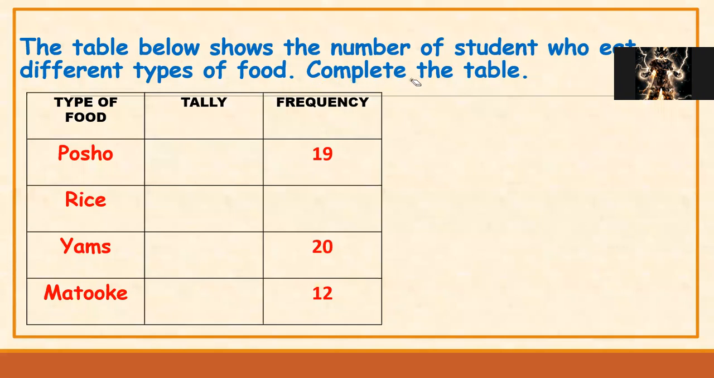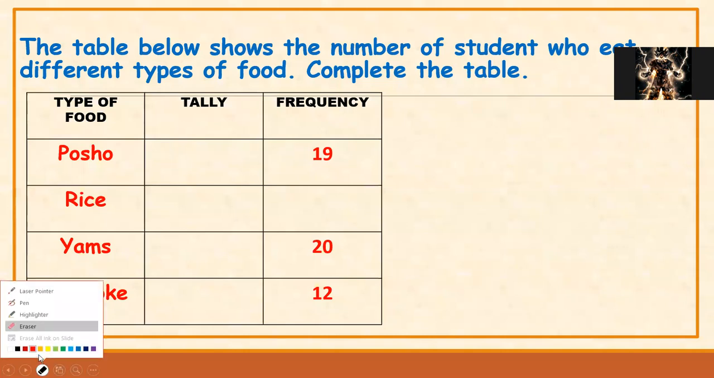They are saying the table below shows the number of students who eat different types of food. Complete the table. This is a tally table. It is showing a certain number of pupils that enjoy different types of food. That is what they have used here. Now they are telling us to complete the table here, okay?